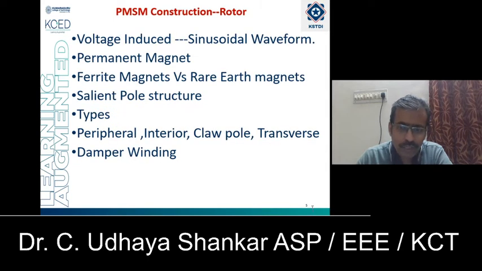And now let's discuss the rotor construction in PMSM. The rotor poles are so shaped that the voltage induced in the stator phase has a sinusoidal waveform. As we all know, the rotor is made up of permanent magnet in a permanent magnet synchronous machine, and usually ferrite magnets are employed as the permanent magnet.